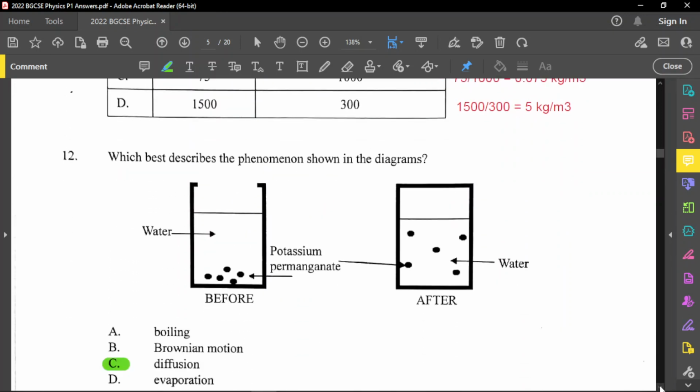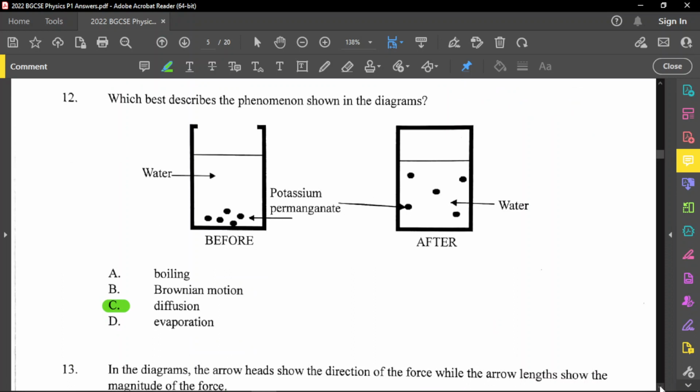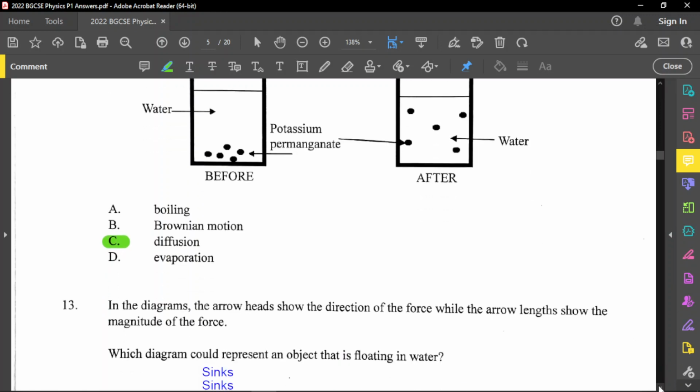For question number 12, it said which best describes the phenomenon shown in the diagram. And if you look at it, you have potassium permanganate in water, and eventually the potassium permanganate will spread throughout the water, which is a simple diffusion. All right, moving from a higher concentration to a lower concentration until evenly distributed.